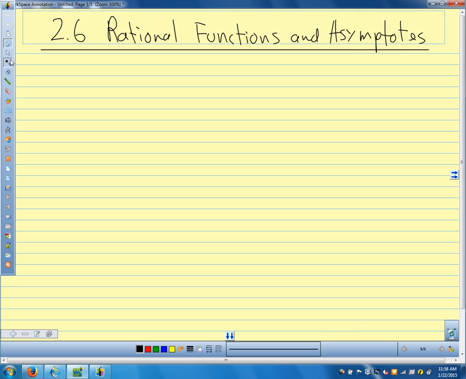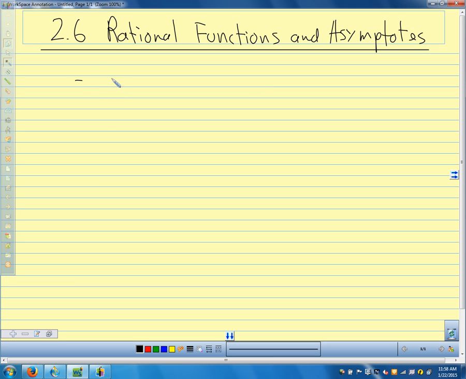What do we think? What would rational mean? Real. We're talking about real. Our coefficients are real. Yes, so that plays a part. What did we decide that the root of rational was? Ratio. And a ratio is a fraction. So this has to do with fractions.